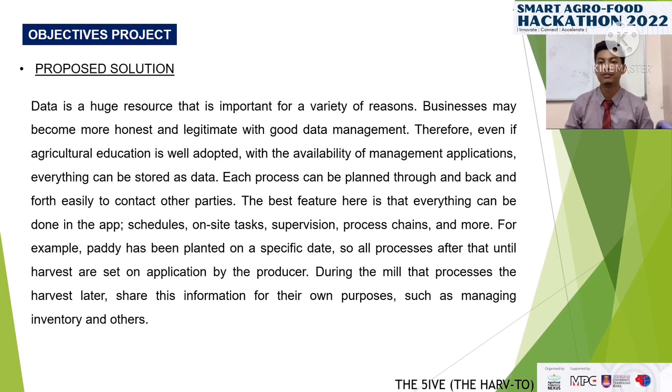So the solution for this problem statement is we introduce a paddy process tracking system called the Have2. This app allows the supplier to update any paddy process to the manufacturer from paddy planted until harvest. It is to ease the manufacturer to trace the paddy process at a certain location.